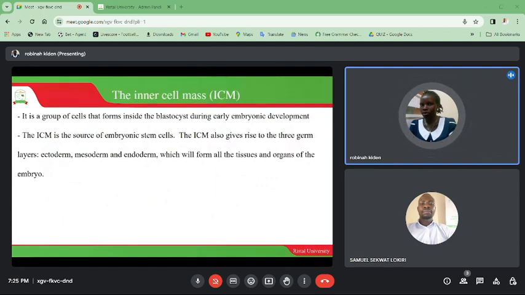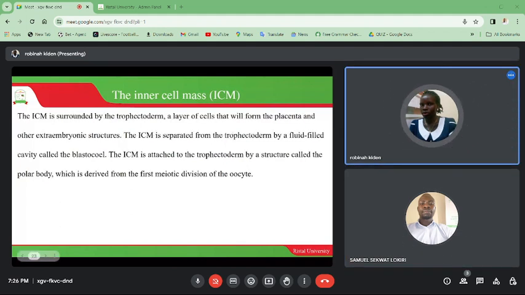So let us look at the inner cell mass, or ICM. It is a group of cells that form inside the blastocyst during early embryonic development. The ICM is the source of embryonic stem cells. The ICM also gives rise to the three germ layers, ectoderm, mesoderm and endoderm, which will form all the tissues and the organs of the embryo.